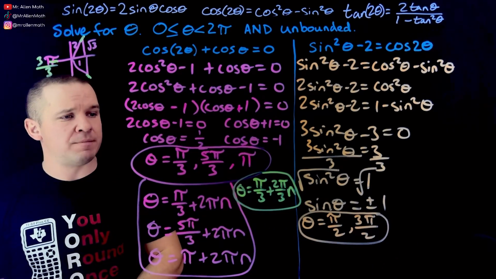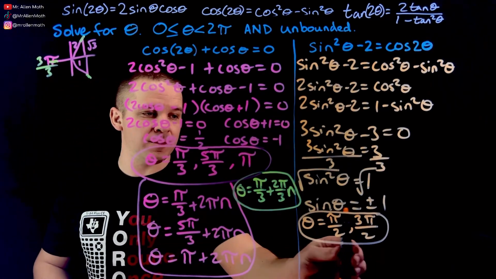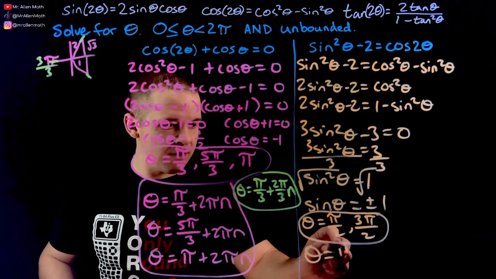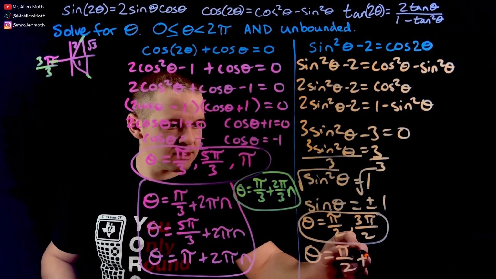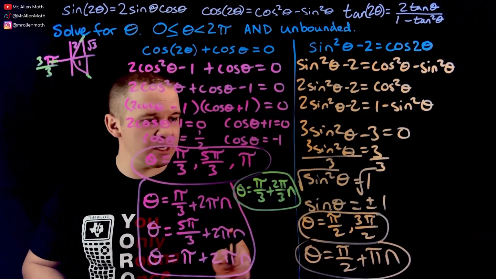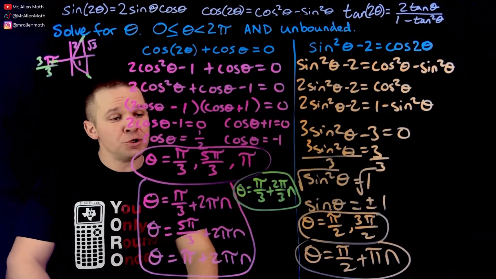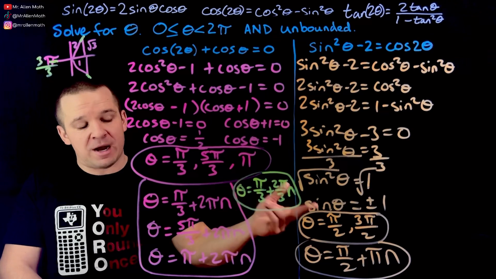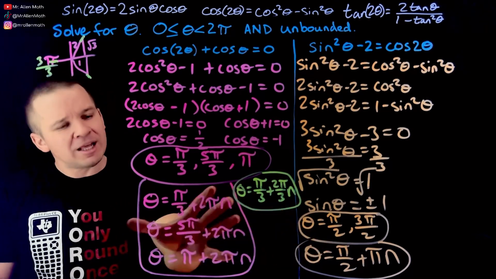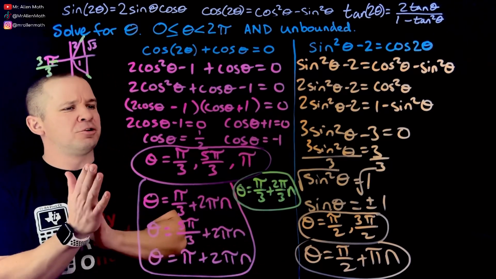How am I going to write my unbounded solution? Well, this one actually works out really nicely because these are pi apart from each other, right? So for my unbounded, I could do pi over 2 plus pi n. Easy peasy to get that unbounded solution, right? You could do pi over 2 plus 2 pi n and 3 pi over 2 plus 2 pi n, but come on, man. We can handle that. I get this one was a little bit tougher, but try and write it in one. I think that's a nice little challenge, little goal for you.